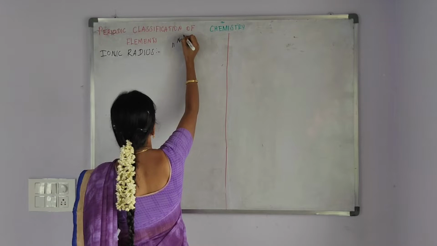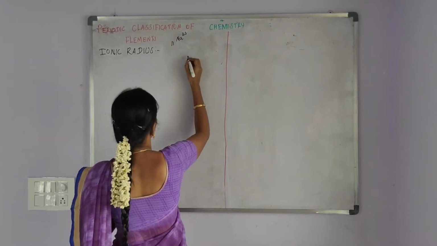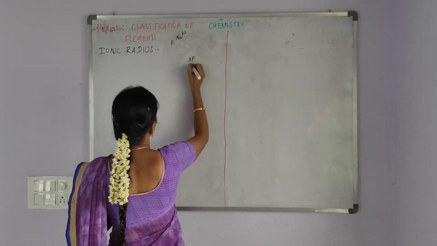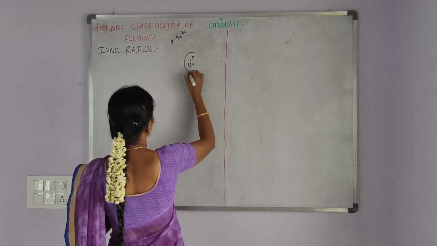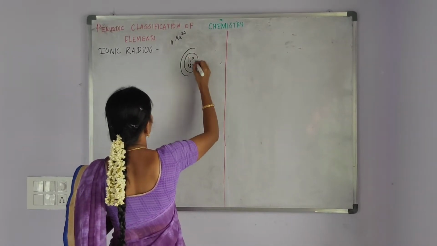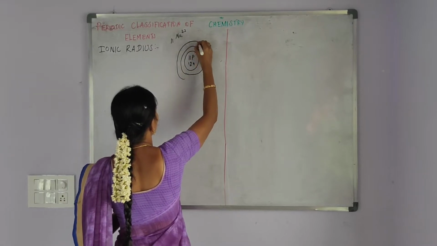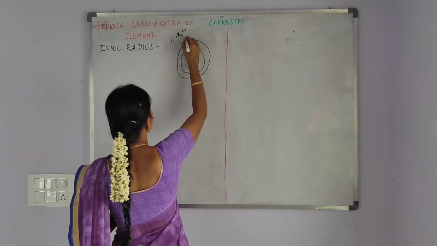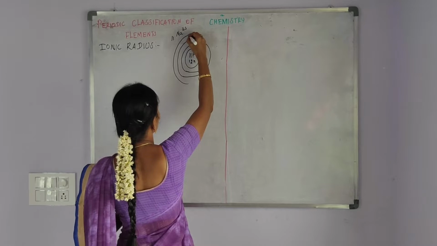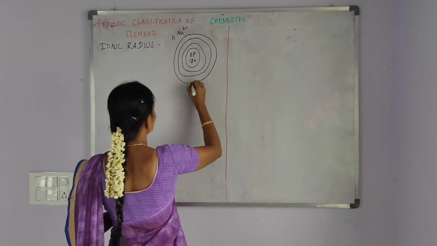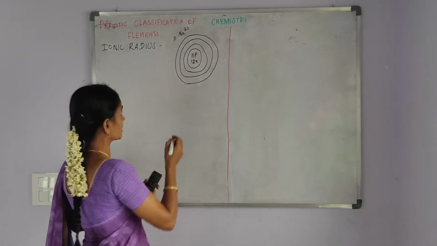In this session we will discuss the topic ionic radius from the lesson periodic classification of elements. Sodium, its atomic number is 11 and its mass number is 23. Sodium atom, its nucleus contains 11 protons and 12 neutrons.